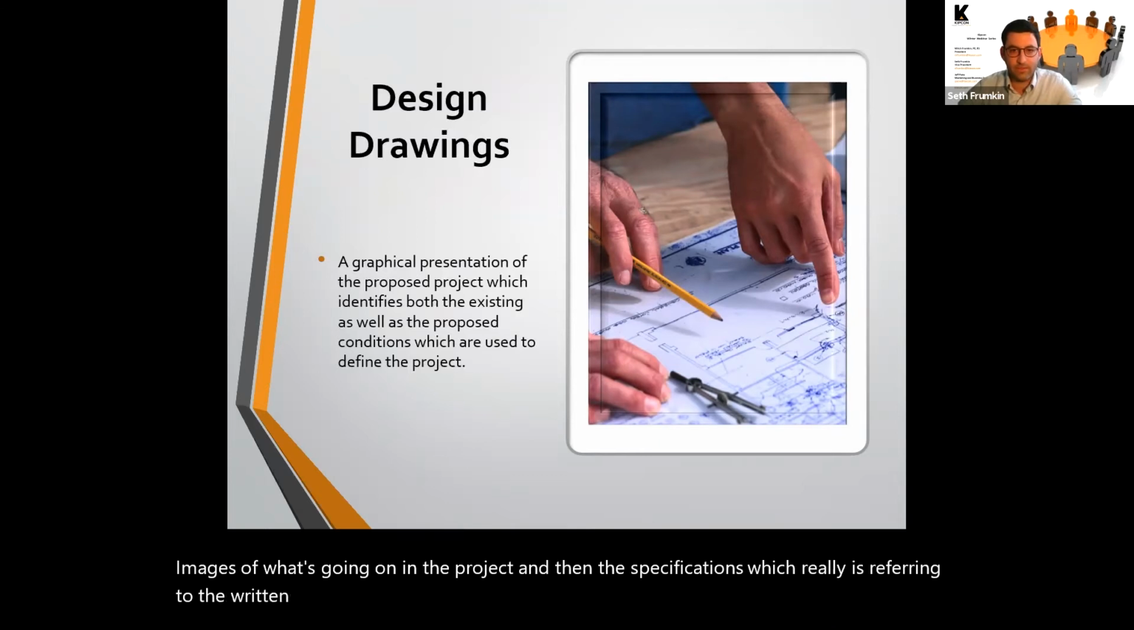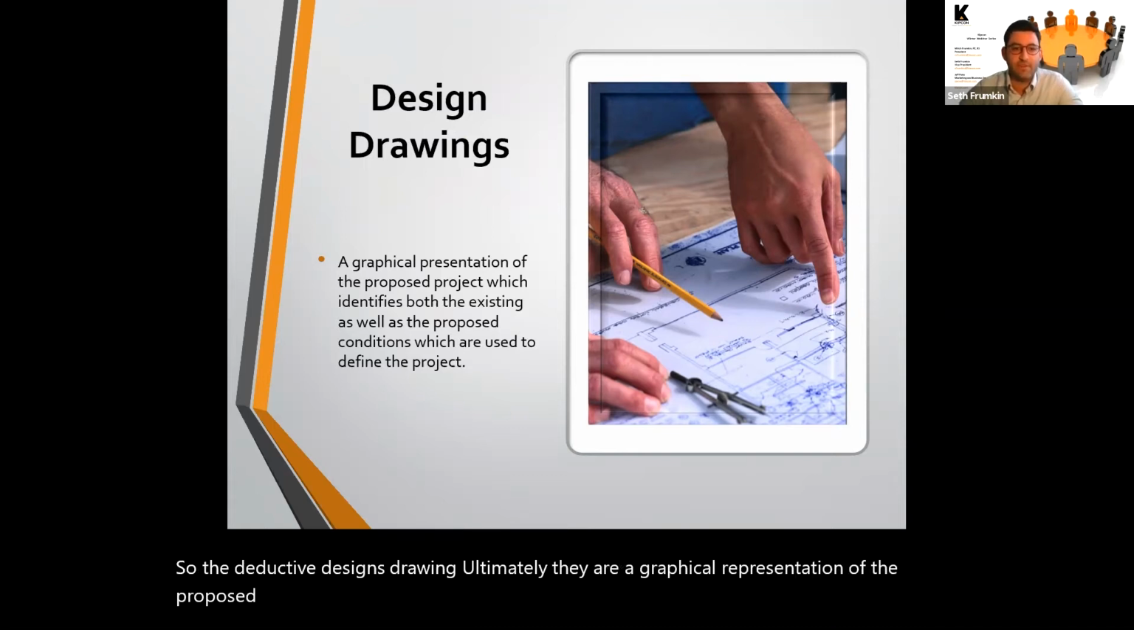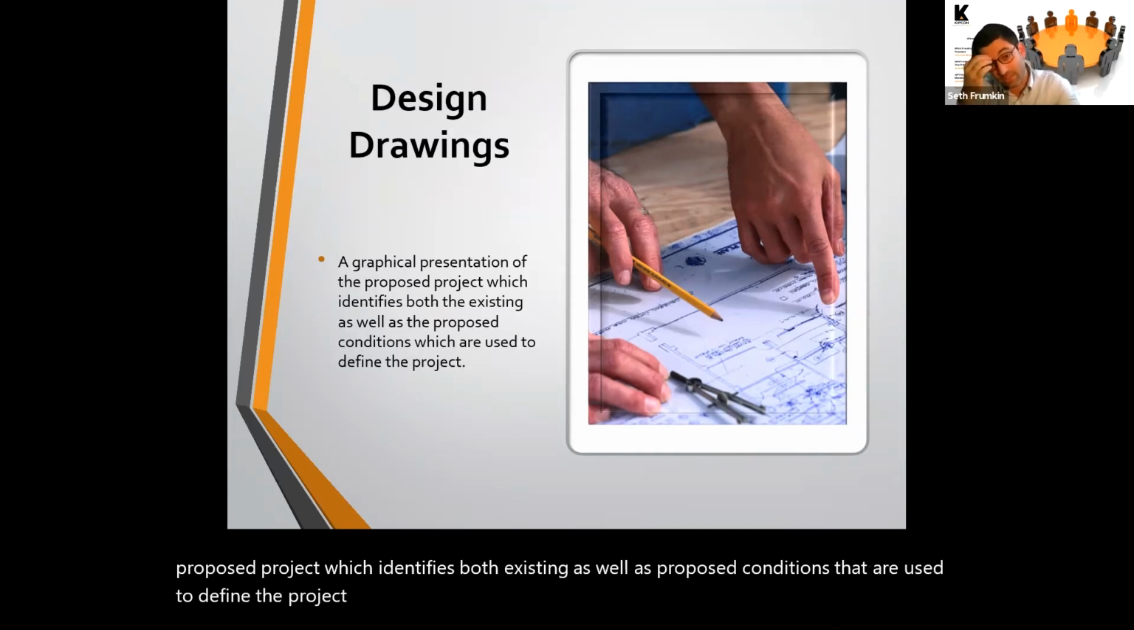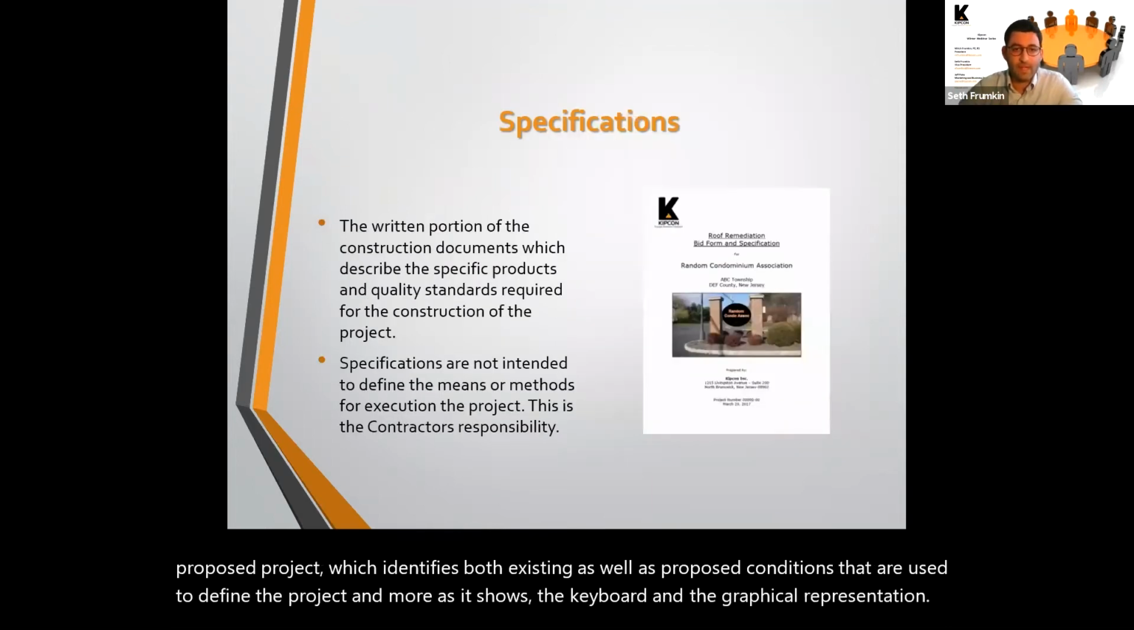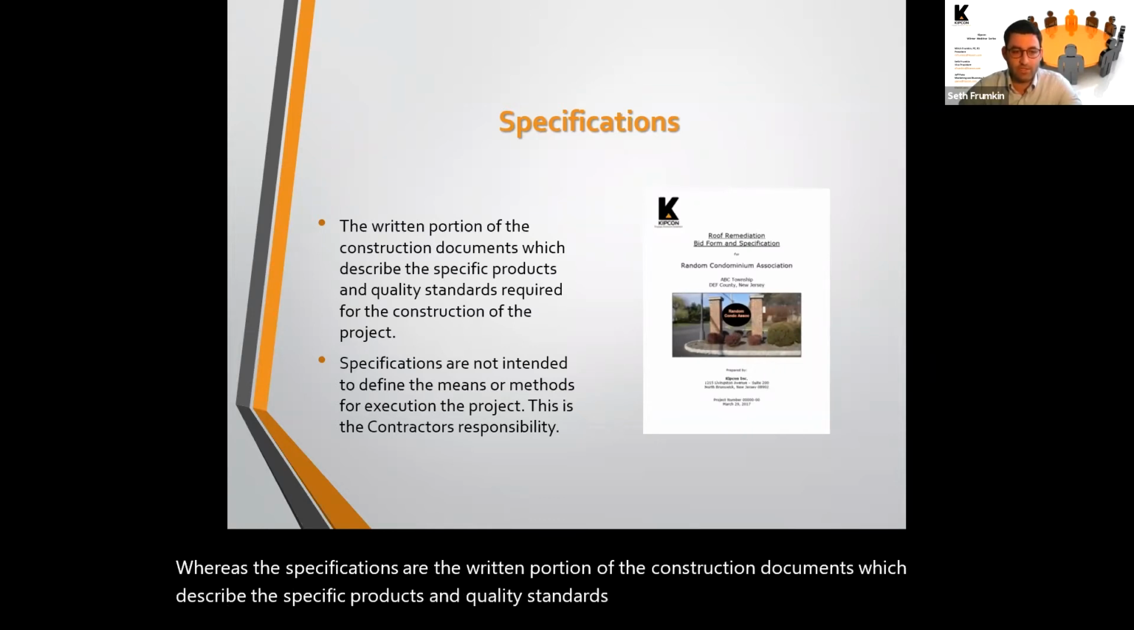details. So the design drawings, ultimately, are a graphical representation of the proposed project, which identifies both the existing as well as the proposed conditions that are used to define the project. And as it shows there, the key word would be graphical representation. Whereas the specifications are the written portion of the construction documents, which describe the specific products and quality standards required for the construction of the project.